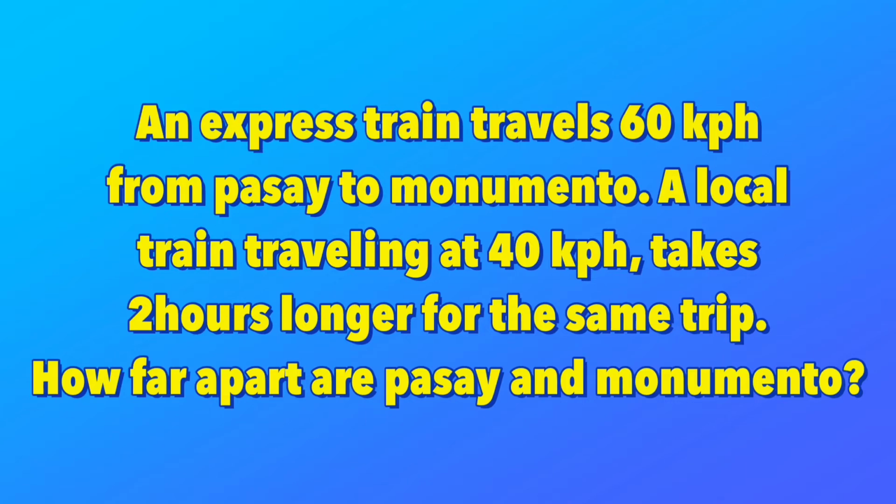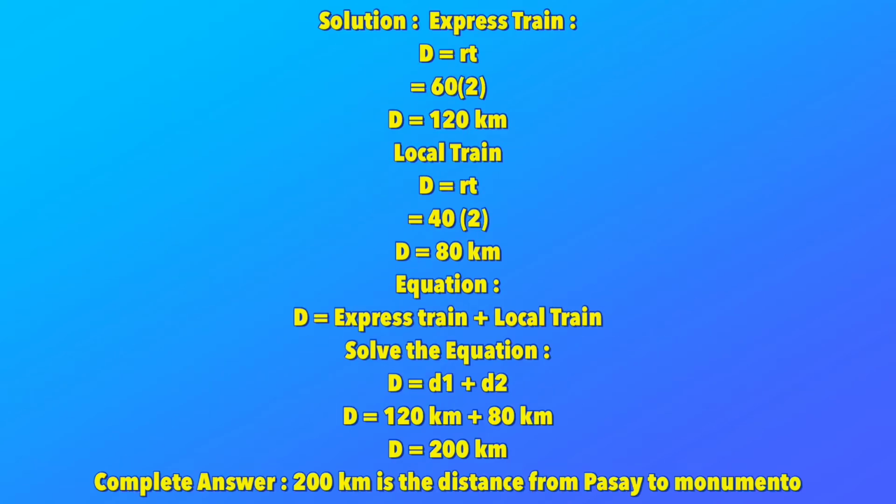So our solution, express train, we will use the distance equals RT formula. Then the local train, also distance equals RT. Then the rate of the express train is 60, and the time covered is 2 hours. So it becomes distance of the express train is 120 kilometers. The local train, we have the rate 40 times 2, we have the distance covered is 80 kilometers.